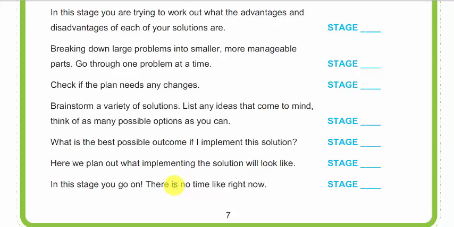The last one, in this stage you go on. There is no time like right now.